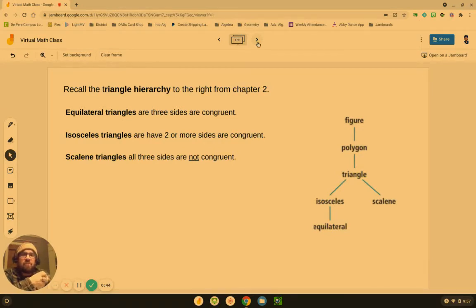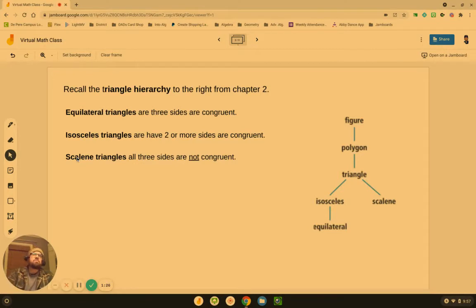From earlier in first semester, we talked a little bit about this triangle hierarchy, the patterns in which they follow. Typically we have three different types of triangles that we're really worried about here in geometry. Equilateral triangles mean all three sides are congruent. An isosceles triangle means at least two or more of those sides are congruent; we typically look at them as two. And scalene triangles have three sides that are not congruent at all. If you don't remember those, write those down.